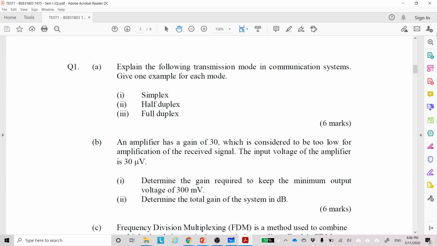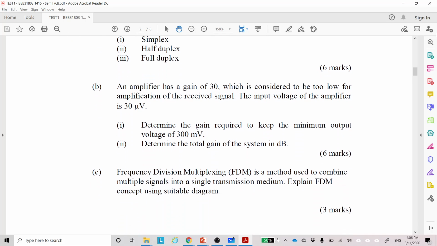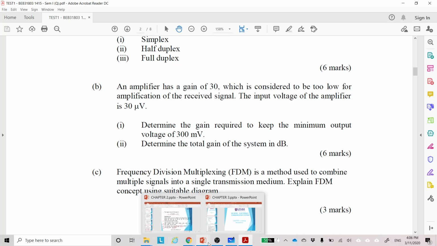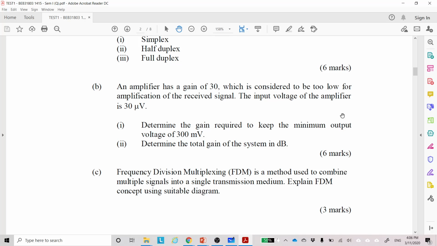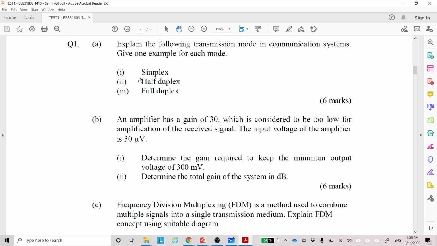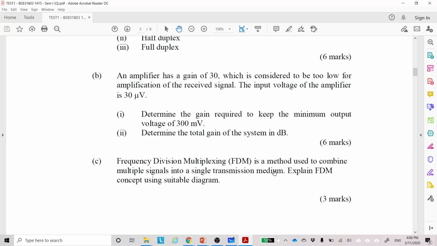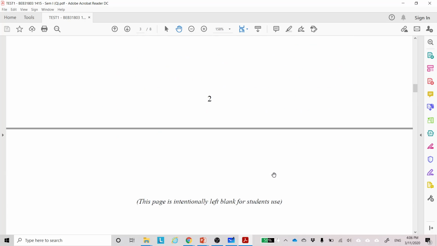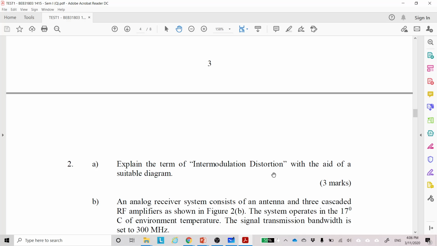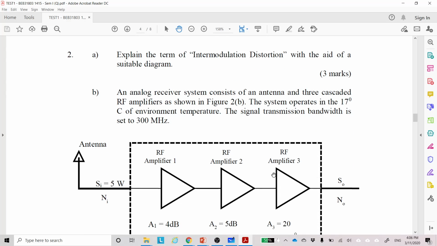Soalan pertama diberikan teori. Explain about simplex, half duplex, full duplex. And then determine about the gain, total gain semua ni. And then dia tanya apakah itu FDM. Explain. Ini semua soalan-soalan seperti ini. Ini semua calculations. Yang first ini theoretical, yang third ini theoretical juga. And then soalan yang kedua adalah berkaitan dengan noise.